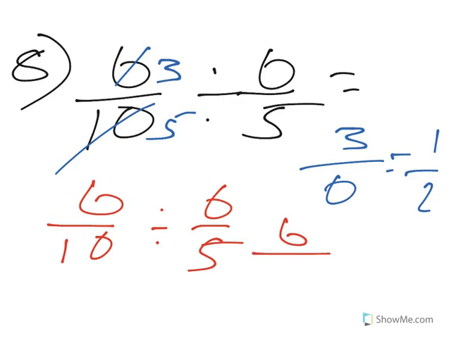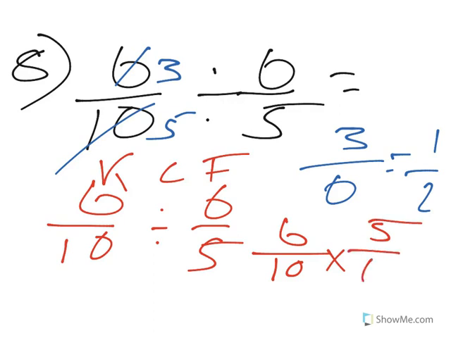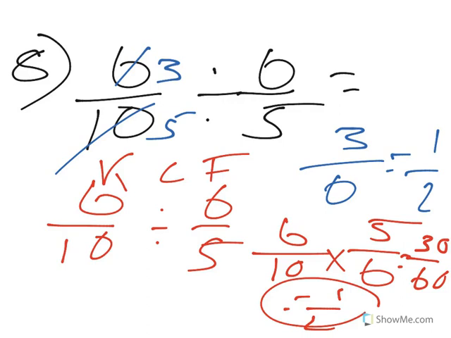You would then keep it, change it, and flip it. Again, if you don't want to simplify, you would get 30/60, which again would simplify to 1/2. Either way, you're going to get 1/2.